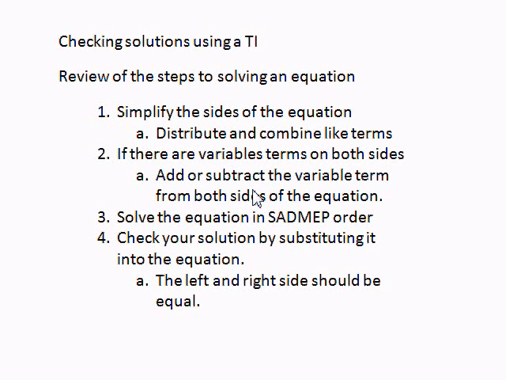We're about to start talking about checking solutions using a Texas Instrument calculator, but before we can do that we need to review the steps to solving an equation. The steps of solving an equation is, first thing we're going to do is we're going to simplify both sides of the equation. We're going to do this by distributing and by combining like terms. If there are variables on both sides, then we're going to add or subtract the variable term from both sides of the equation. Then we're going to solve the equation in SATMAP order, the opposite of PEMDAS, and we're going to check our solution by substituting it into the equation, and our left and right sides should be equal.